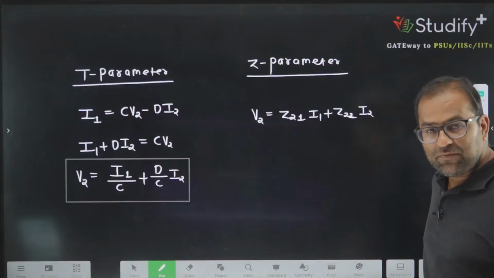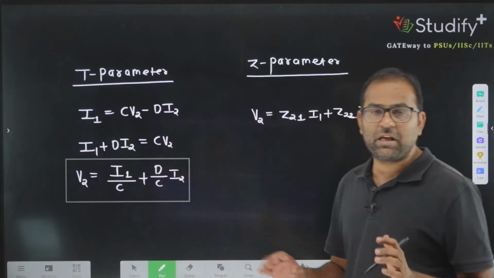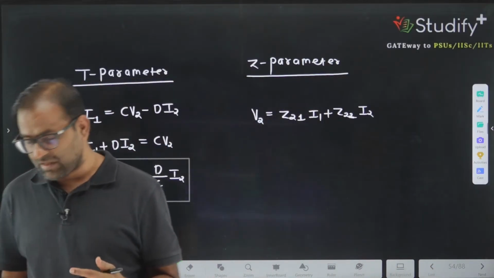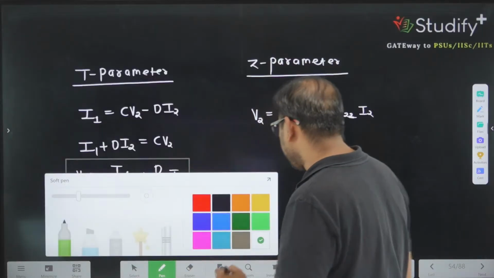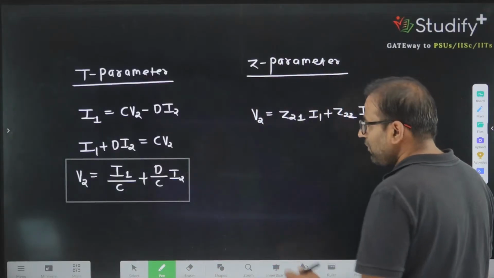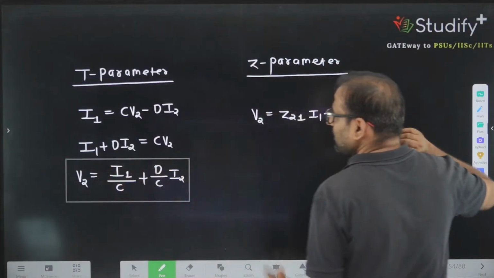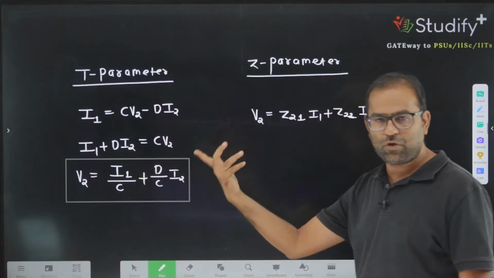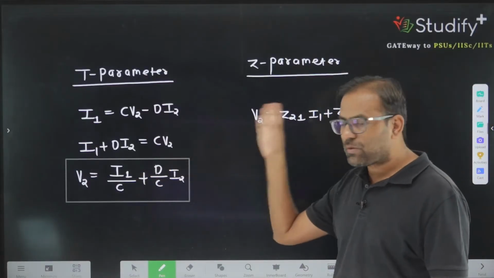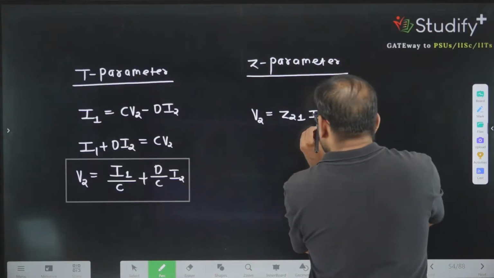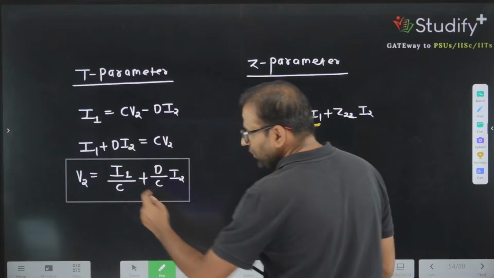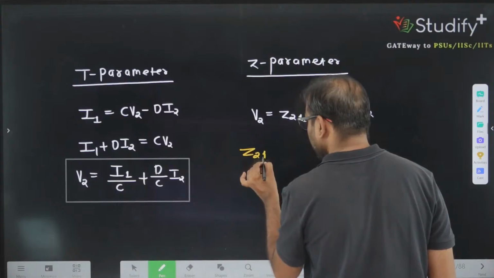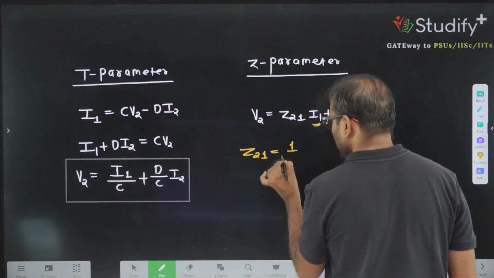Because we are equating the equations, don't think that we are open circuiting or short circuiting anything. We are just comparing the equations, and the equation will not change. So can I say, for a linear network, of course. These are the values of V2 for the same two-port network, and the value of output voltage cannot be different. So what is the coefficient of I1? The coefficient of I1 is 1 by C here, and it is Z21. So you can say the Z21 parameter is equivalent to 1 by C.